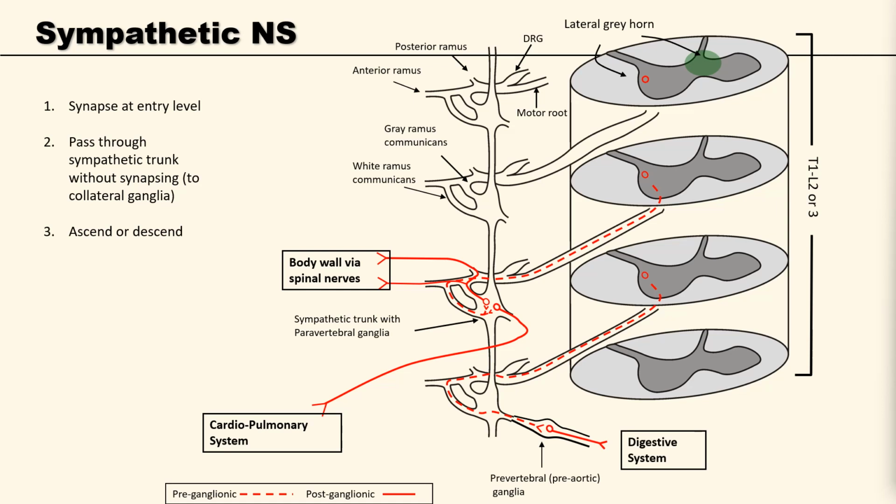Option 3 is where the preganglionic sympathetic fibres travel to the sympathetic chain and either ascend, as in this case, or descend, both before synapsing within the sympathetic ganglion.